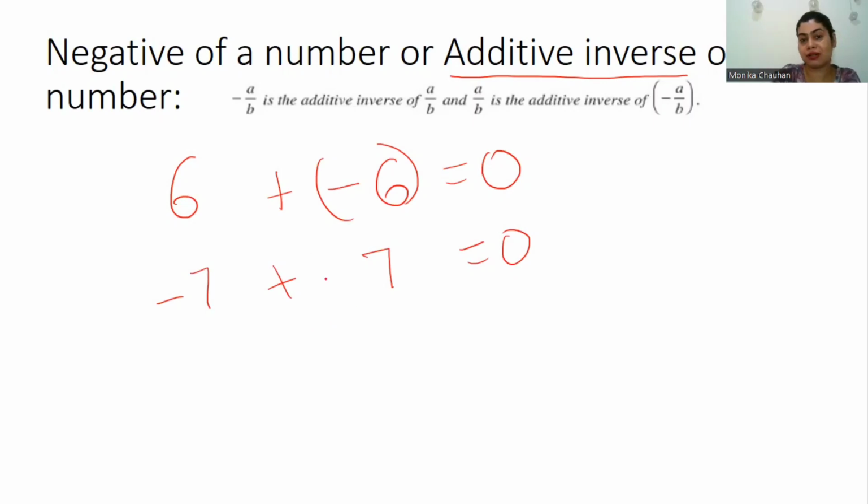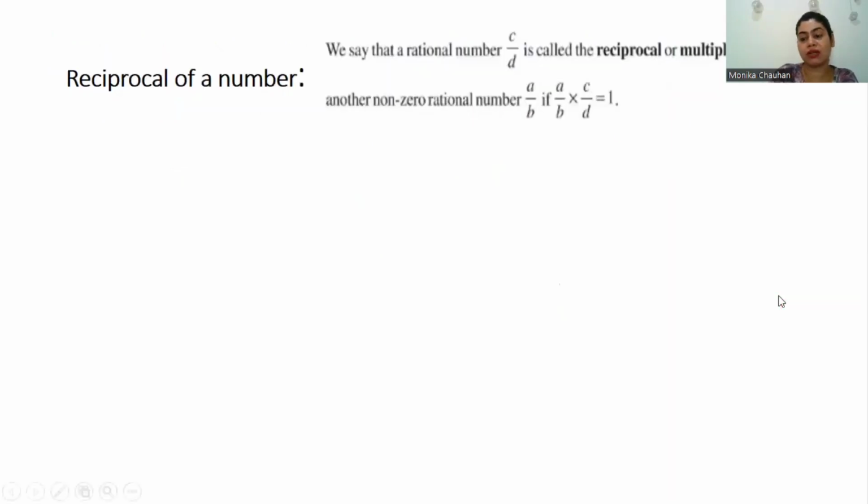Now it's your turn. If I say minus 3 over 4, what is the additive inverse of this number? The number remains the same, only the sign changes. So minus 3 upon 4, its opposite is 3 over 4.